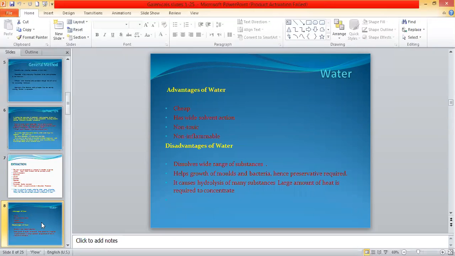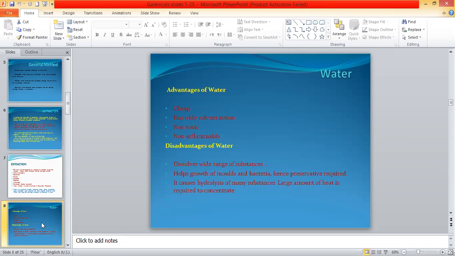A preservative will be required, like parabens, for example methyl paraben and propyl paraben, benzoates, for example sodium benzoate, benzoic acid, and sorbates. These are the preservatives which would be used in preparations in which water has been used as a solvent, because water facilitates the growth of bacteria.